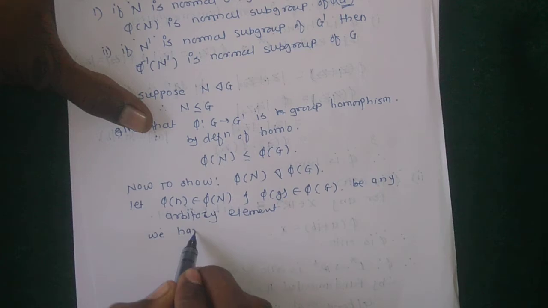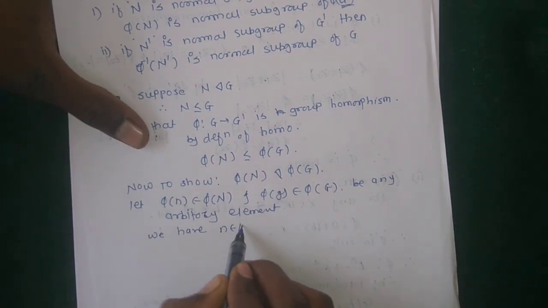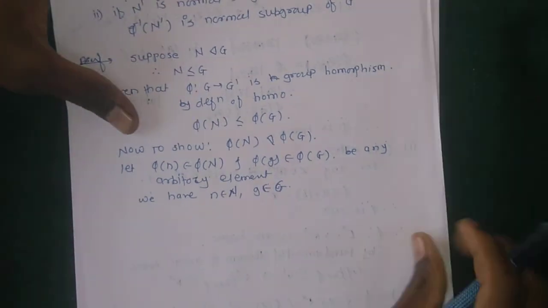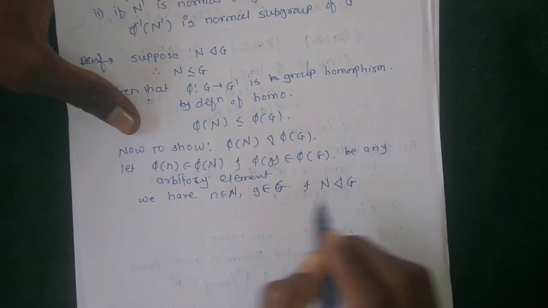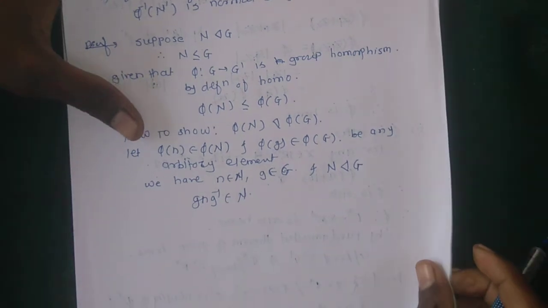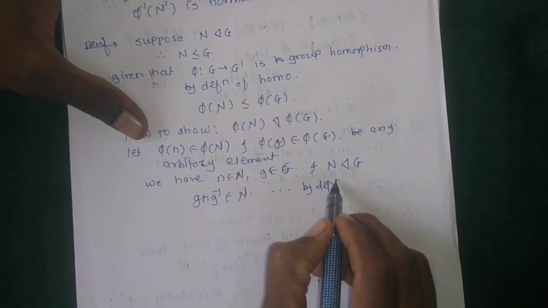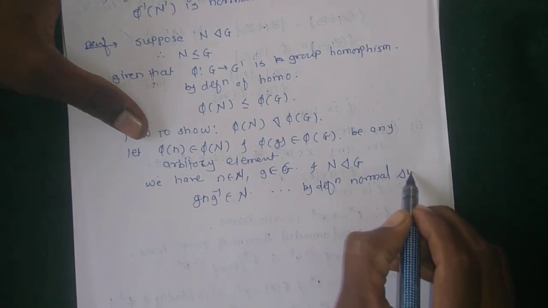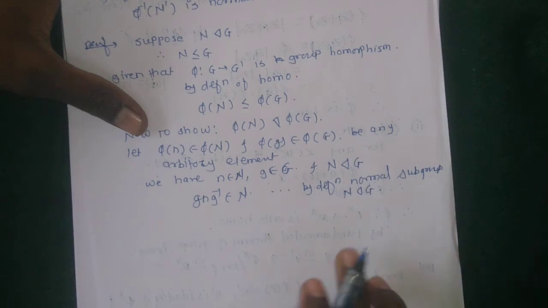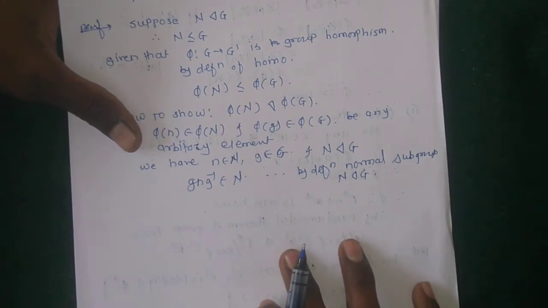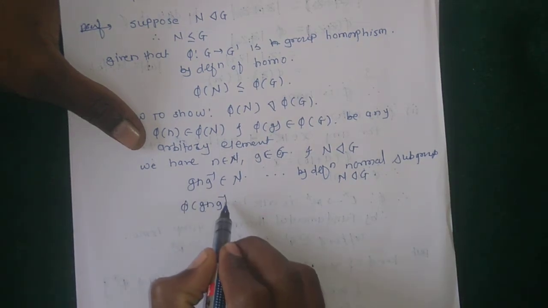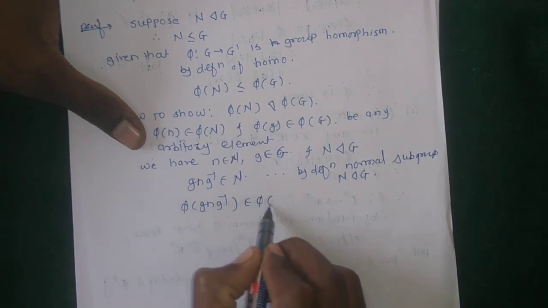We have φ(n) belongs to φ(N), where n belongs to N and g belongs to G, and N is a normal subgroup of G. Using this, g·n·g^-1 belongs to N by the definition of normal subgroup, because N is a normal subgroup of G. Using this definition, when φ is applied on that element g·n·g^-1, this belongs to its image set.